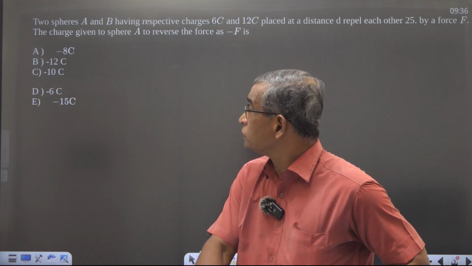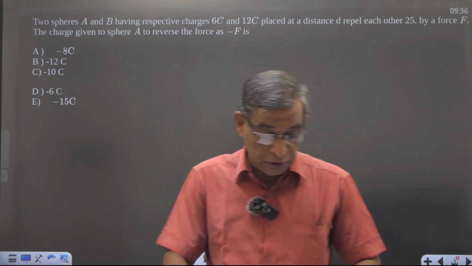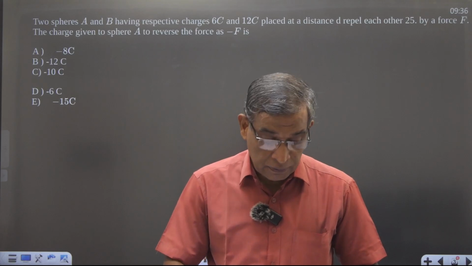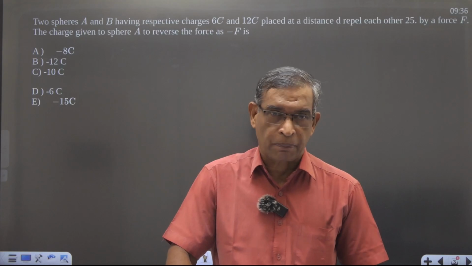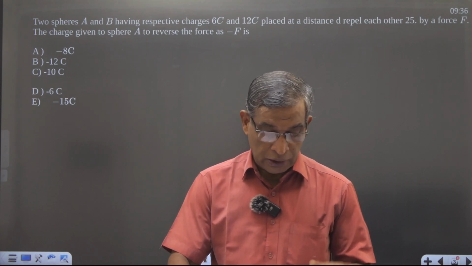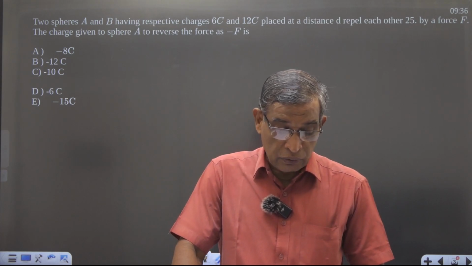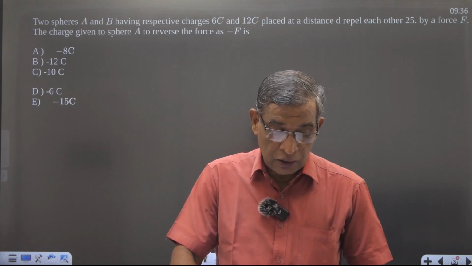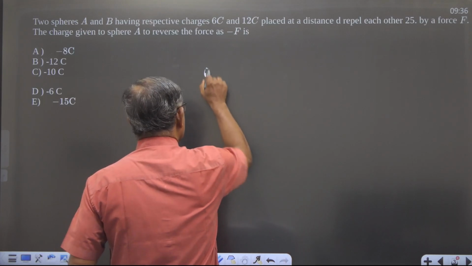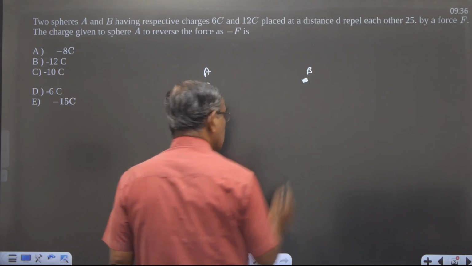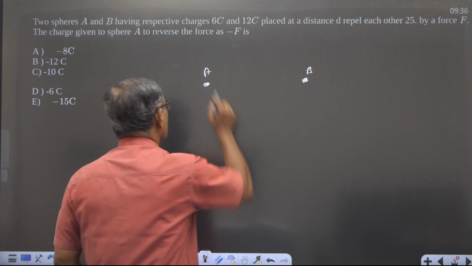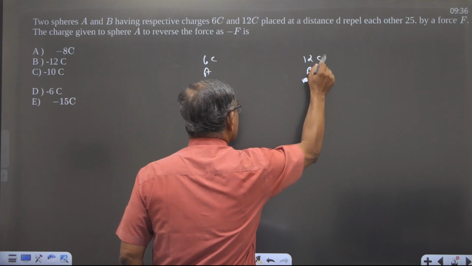Two spheres A and B having respective charges 6 coulomb and 12 coulomb placed at a distance d repel each other because they are identical charges, both positive, repulsion. The rule: like charges repel, unlike charges attract. Here it is repulsion and the magnitude is given as F. Now, this is A and this is B at a distance d. The charges: on A, 6 coulomb and on B, 12 coulomb. Repulsion is there.